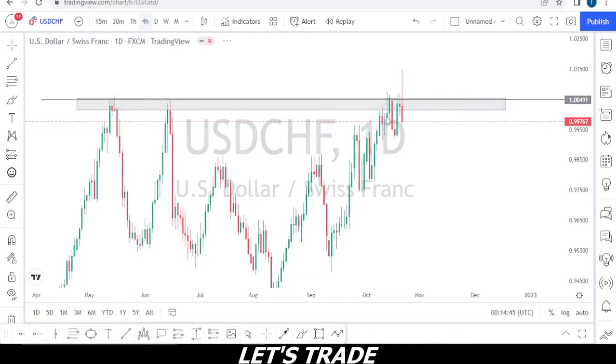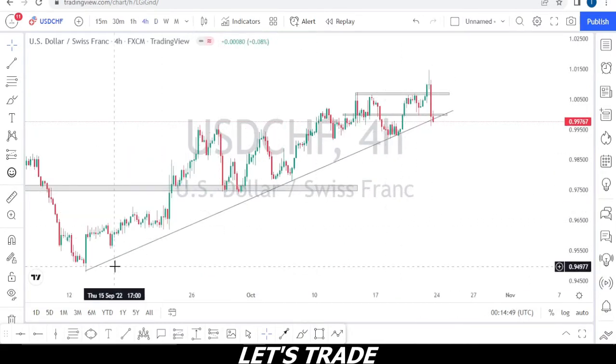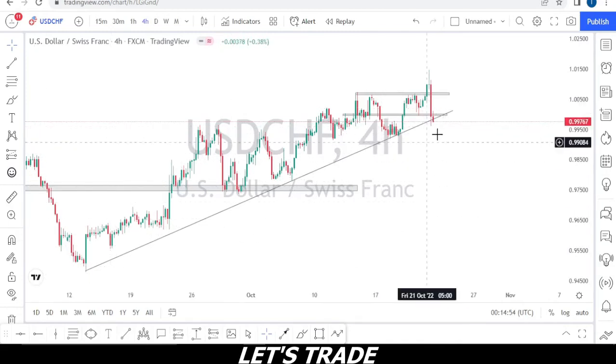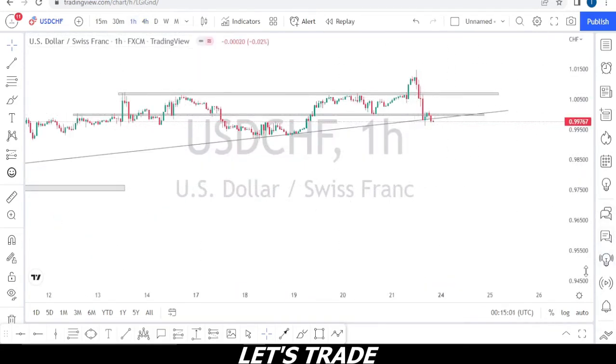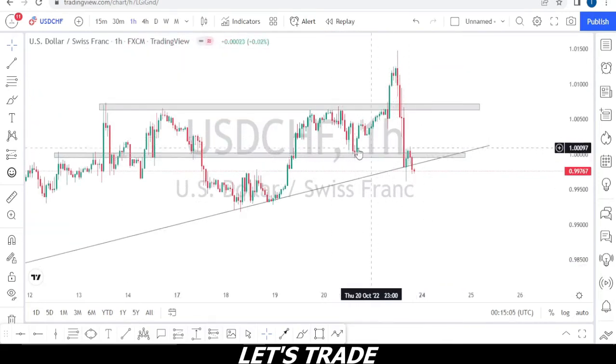Let's go to 4-hour time frame. Now on the 4-hour time frame, we've broken below a long-term trend line, and we're trading below it. Let's look at the 1 hour to see if we've gotten something like a retest. As a matter of fact, yes, we've gotten something like a retest, creating a new lower low.